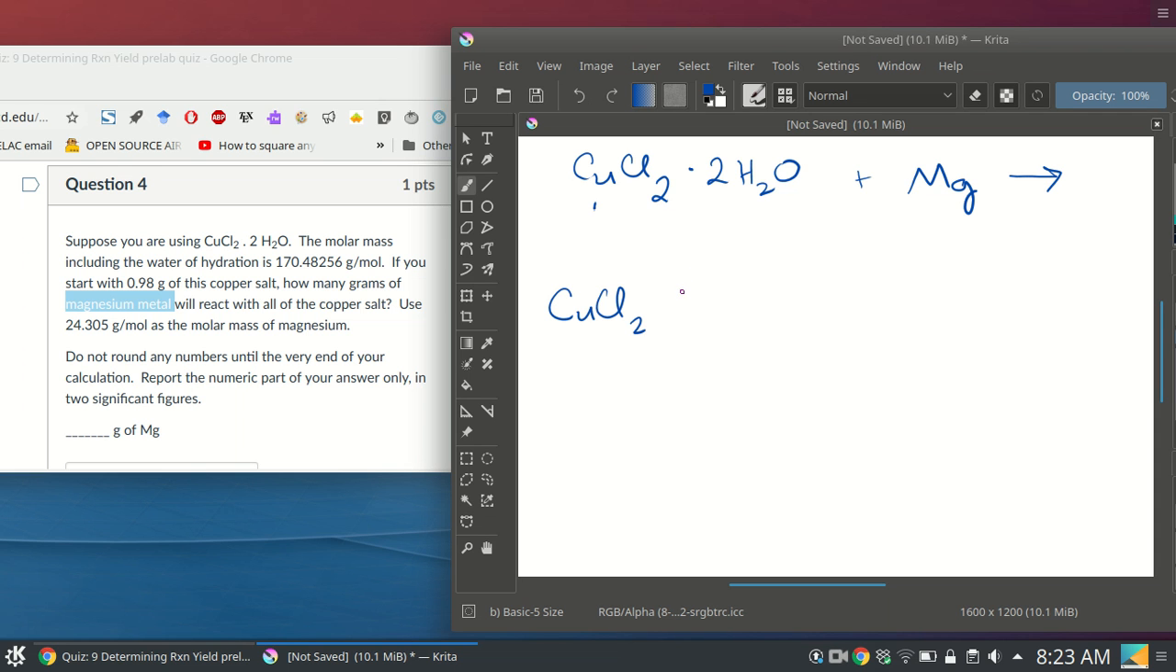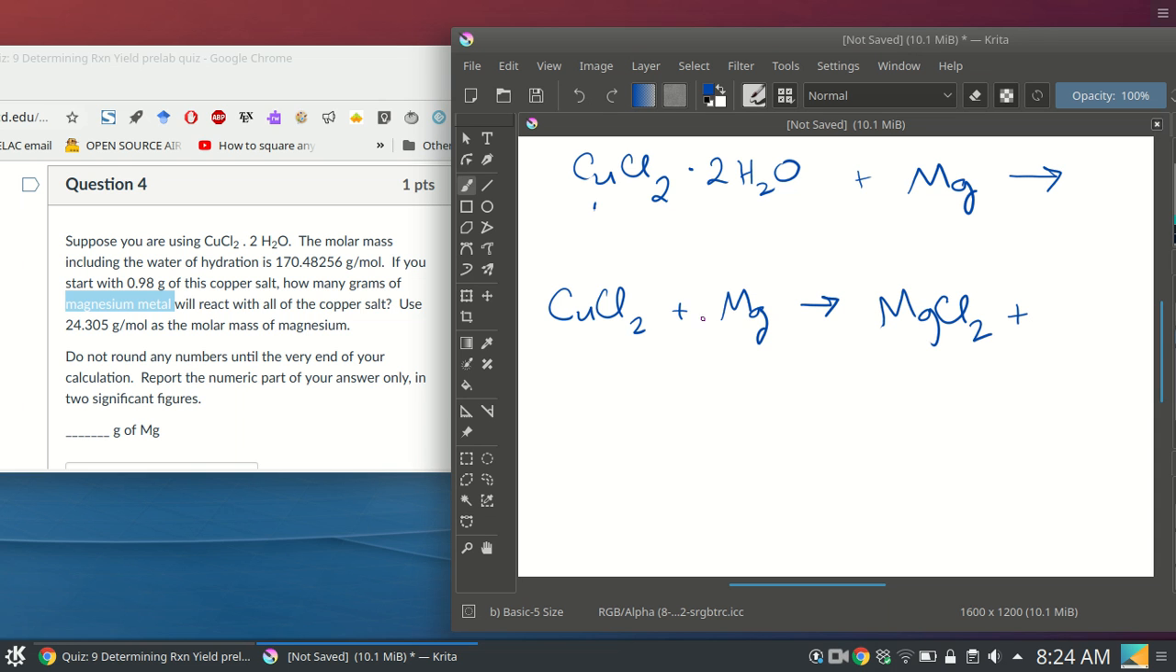So I'm using this, and I'm going to get something. So what could I possibly get? See, there's no information here as to what the products are. You need to figure it out for yourself. So let's see what we got here. We've got copper chloride, an ionic compound, and we've got magnesium, a pure element. What kind of reaction does a pure element do with an ionic compound? That's right, it's a single replacement reaction, or single displacement reaction.